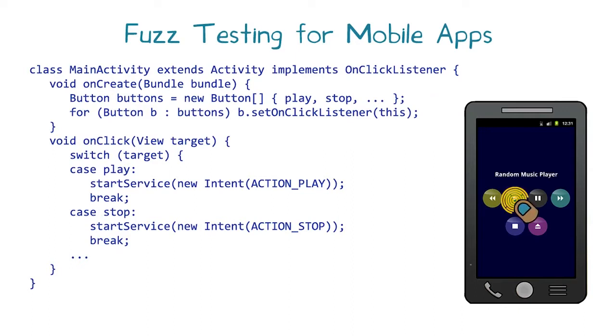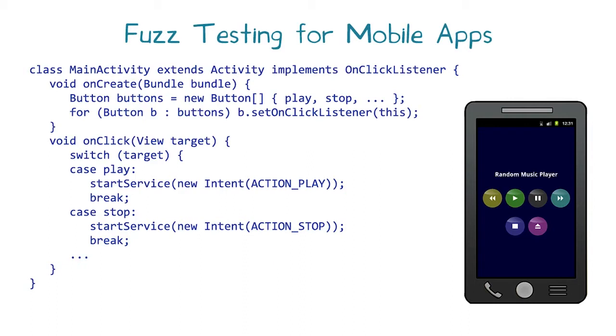Whenever the user taps on one of the 6 buttons, the on-click function is called by the Android framework. This function has an argument called target that indicates which of the 6 buttons was clicked. An action corresponding to the button's functionality is then taken, such as playing the music, stopping the music, and so on. Let's see how fuzzing can be used to test this app.